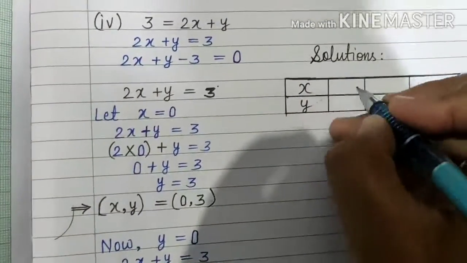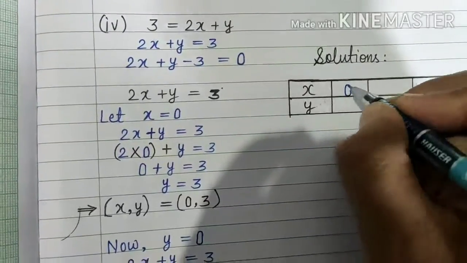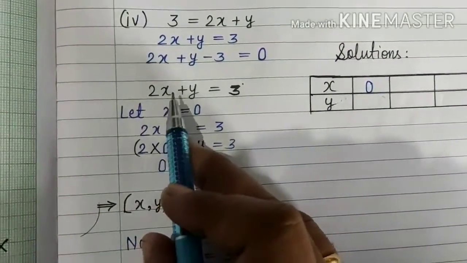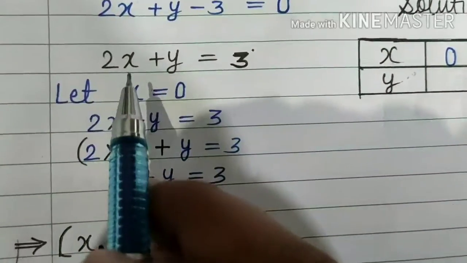Let's use another pen. So x equals 0. In place of x what will come? 0. Just look here, in place of x what will come? 0.